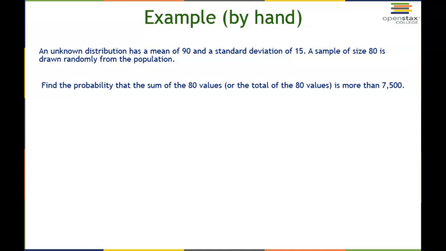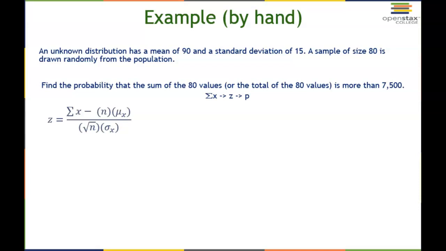Let's find the probability that the sum of the 80 values is more than 7,500. So we're going to take the sum of our x's, change that over to z-scores, change that over to our probability. So sum of x to z to p. Taking our z formula, the sum of x minus n times mu sub x, all divided by the square root of n times sigma sub x.